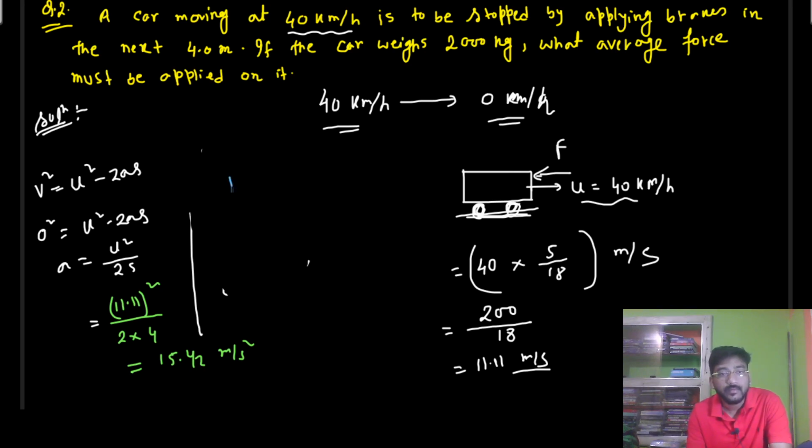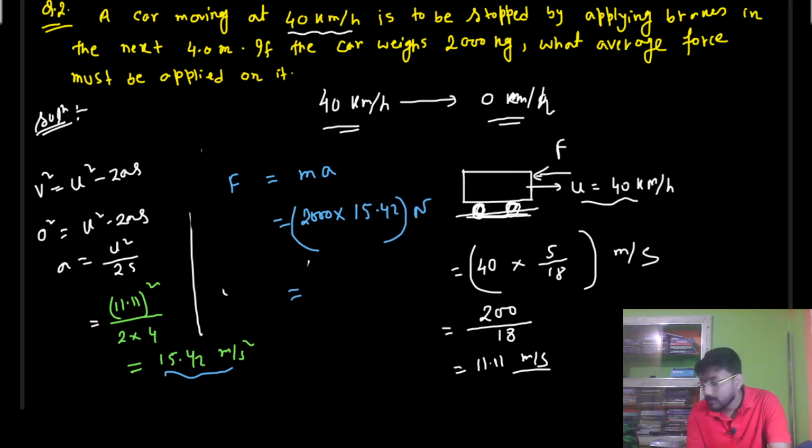is nothing but F equal to mass into acceleration, and the mass is 2000 kg, and the acceleration, or you can say deceleration, is 15.42. This much force we have to apply in the form of brakes, and it will give you 3.08 into 10 to the power 4 Newton. Please calculate this term. So this is how we can solve this problem. Okay, thank you.